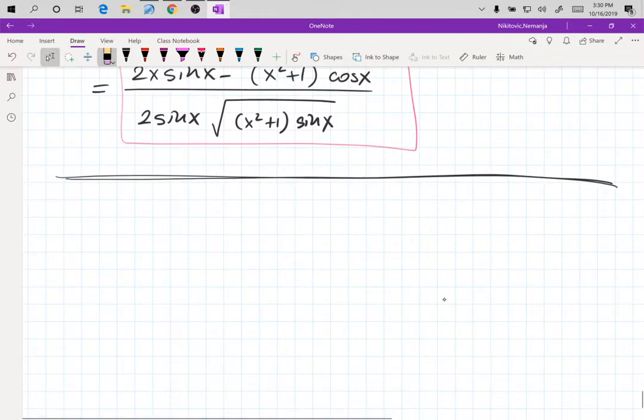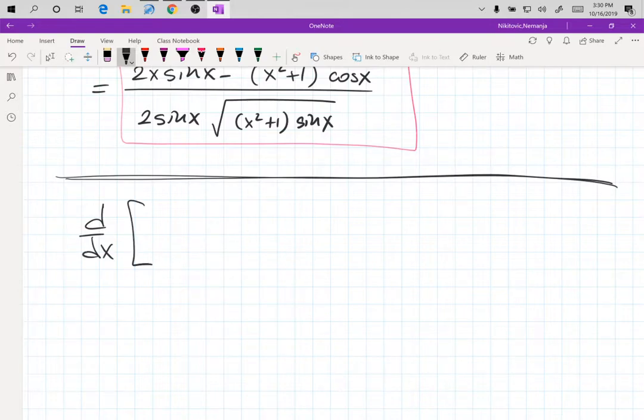All right, let's see something else. The derivative of, what should we have? x cubed cosine x divided by x squared plus 1. Try that.